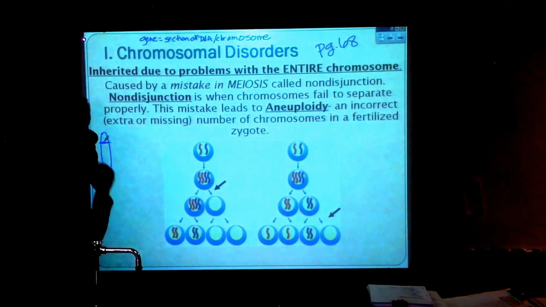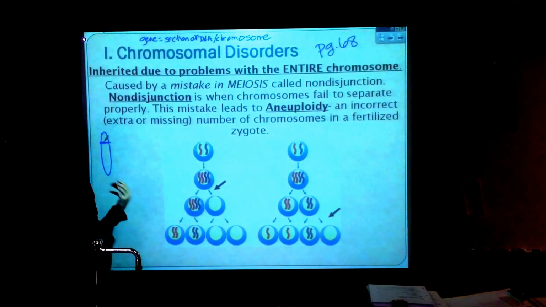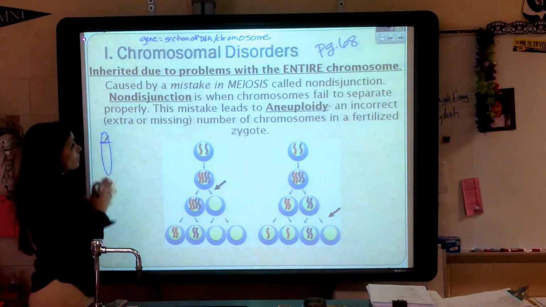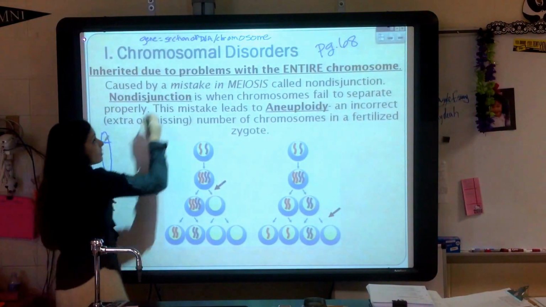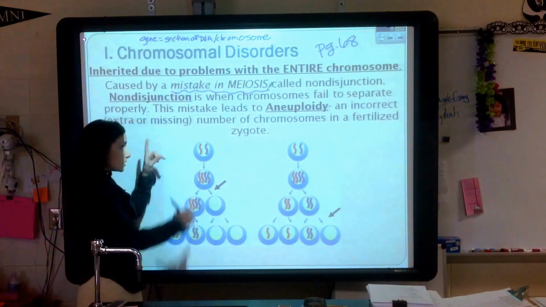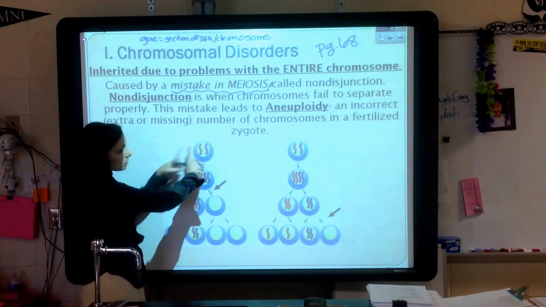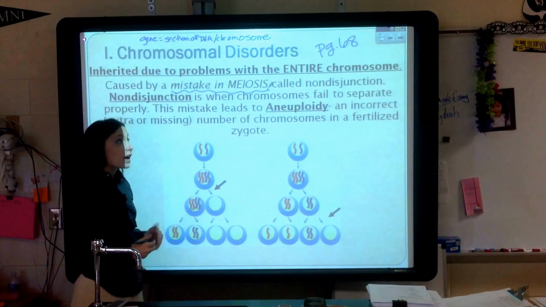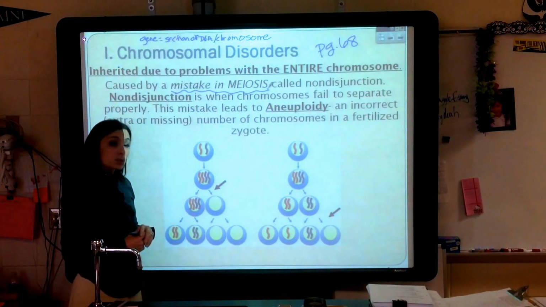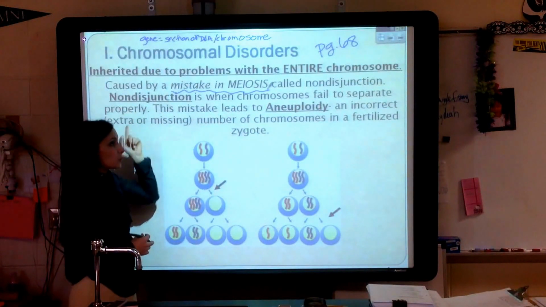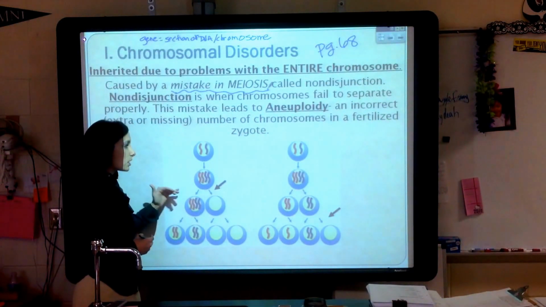But a chromosomal disorder, you also inherit, but it's due to a problem with the entire chromosome. It's caused by a mistake in meiosis. Remember, during meiosis, your chromosomes are supposed to separate so that you get half in each egg, or half in each sperm. But when we have a problem called non-disjunction, it's when the chromosomes don't separate properly.